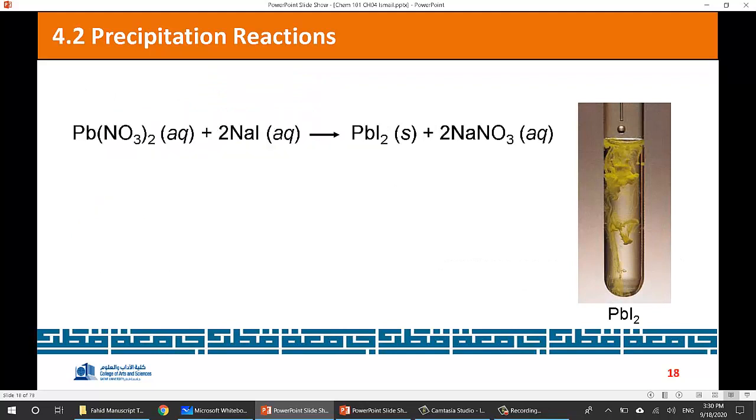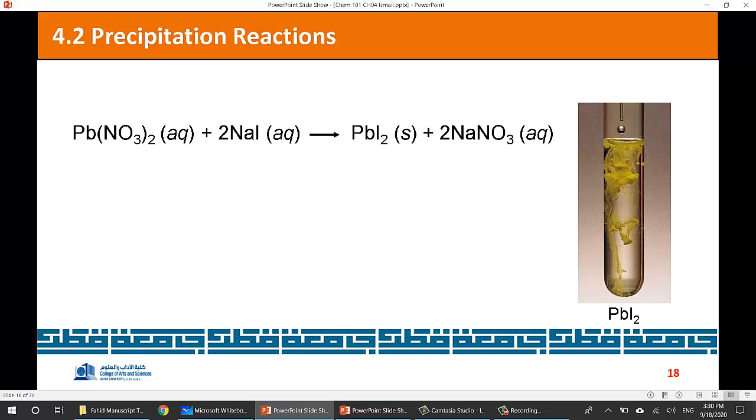So here we are considering adding two substances, lead nitrate and sodium iodide. They are both soluble in water. Okay, so they dissolve in water, and actually they look like water. So a solution of lead nitrate will look colorless. Okay, it has no color.